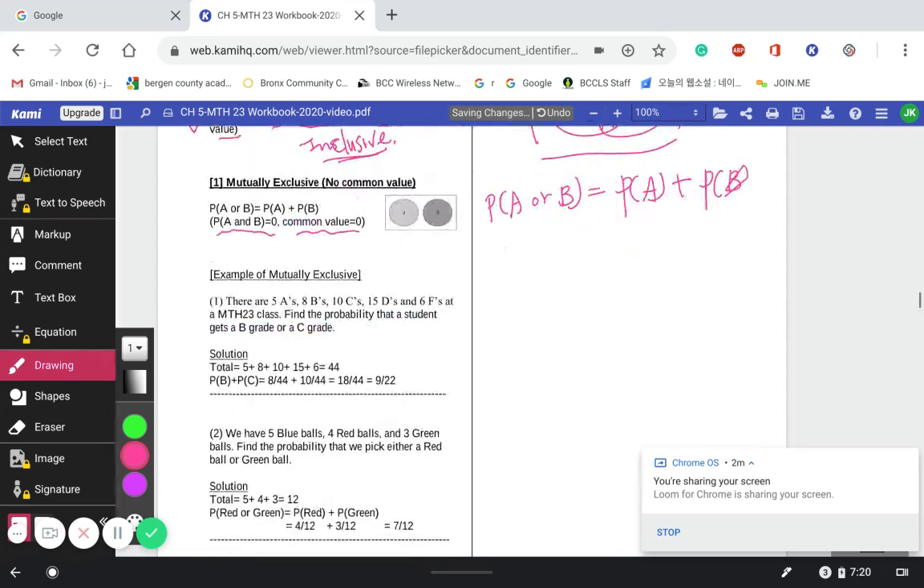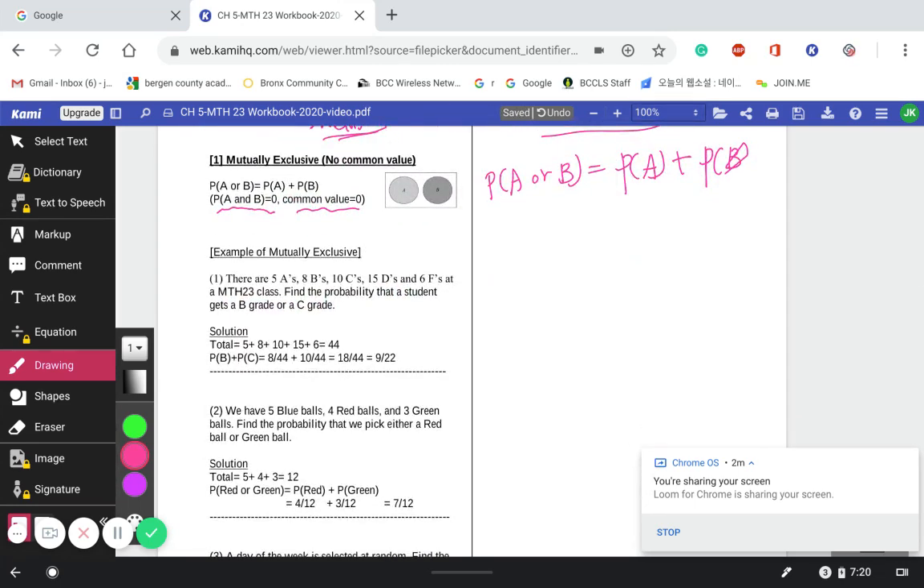So let's look at an example where they are mutually exclusive. There are 5 A's, 8 B's, 10 C's, 15 D's and 6 F's in the Math 23 class. Find the probability that a student gets a B grade or a C grade. Once you get a B grade, you are not going to get any other grade, and if you get a C grade, you are not going to get any other grade. So they are mutually exclusive. They don't have anything in common between a B grade and a C grade.